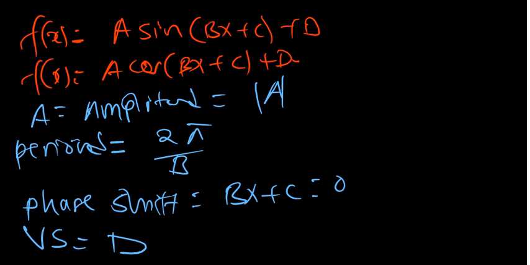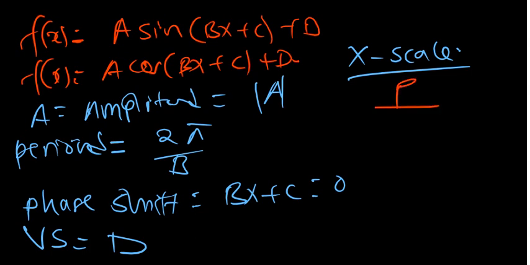Next, you need to know the scale. How do we find the scale in the x-axis? To find the scale in the x-axis, what you have to do is the period divided by 4. Exactly. Simple and straightforward. Let's have a question.